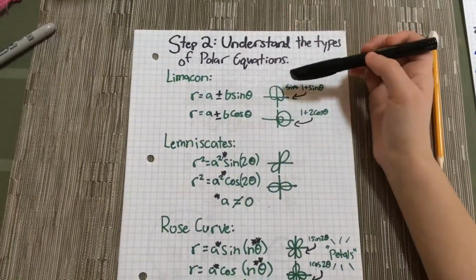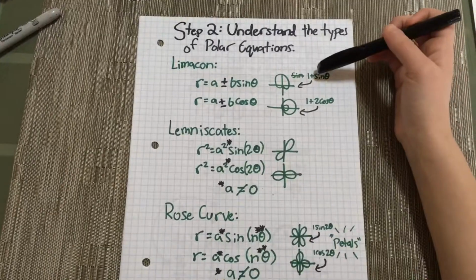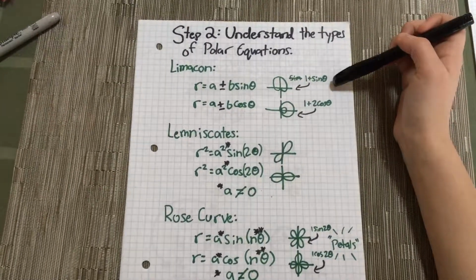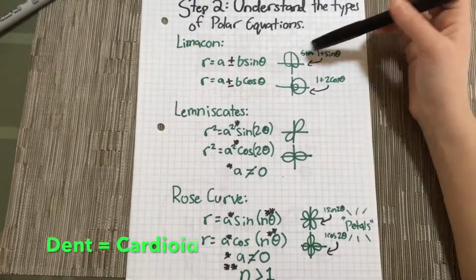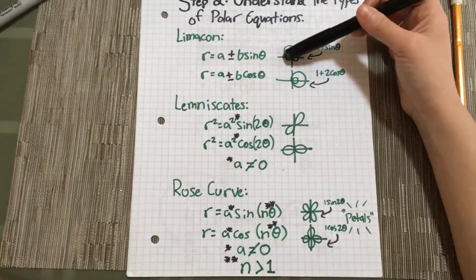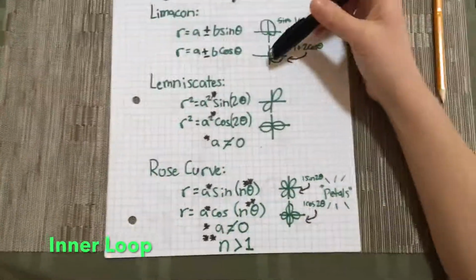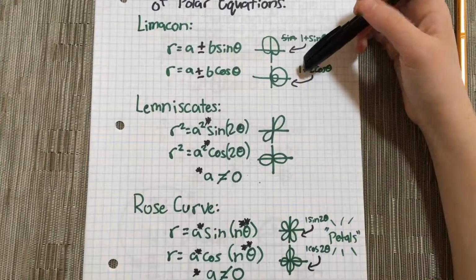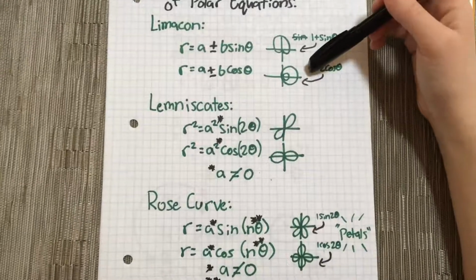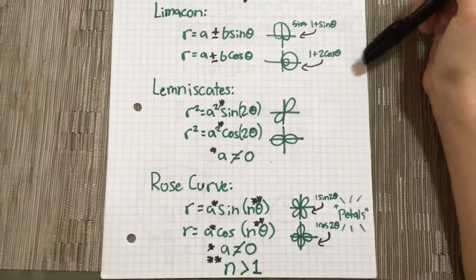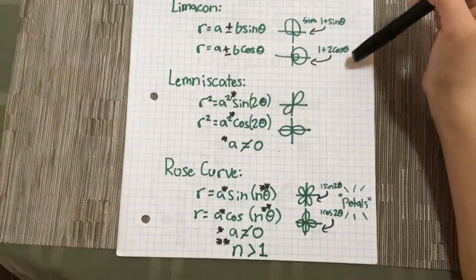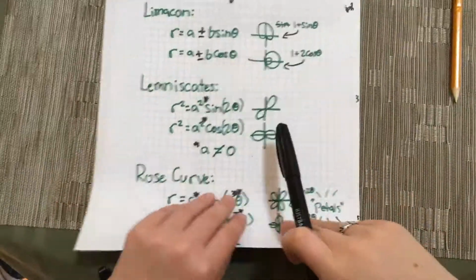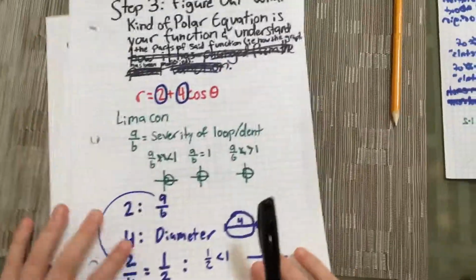So here are a couple different examples of the graph. 1 plus sine of theta, and the 1 for the b is just implied. 1 plus sine of theta would look like this. It would be a little dent instead of a circle. And this is an example where b equals 2, and it's 1 plus 2 cosine of theta, and that's where we see the little circle. And I'll explain why this is any different right now.